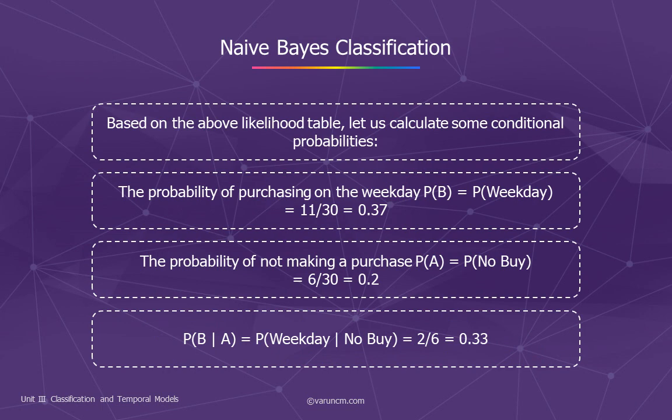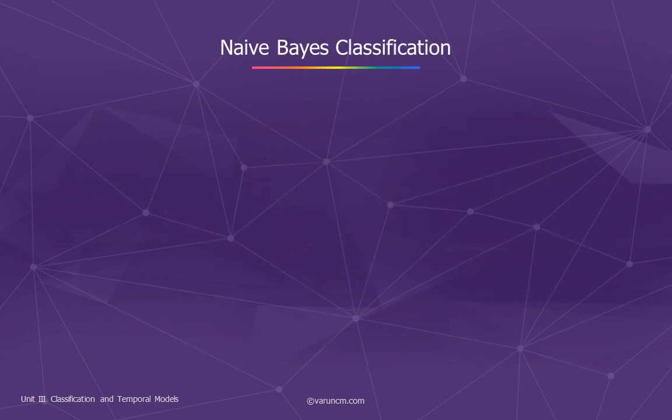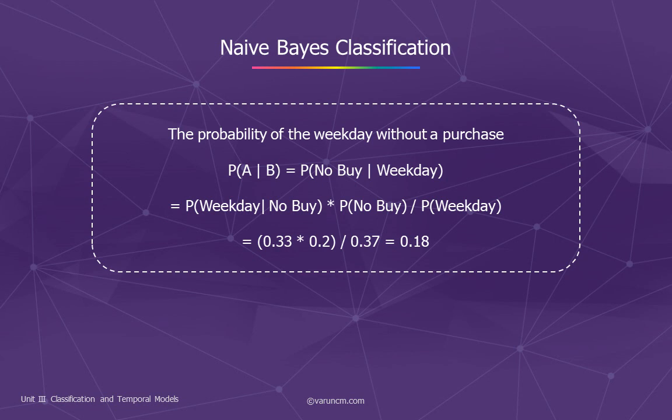So you can identify the value of P of B by A, that is weekday given no buy, which is 2 divided by 6, equal to 0.33. All these values we get from the likelihood table. Now we can find the probability of no purchase on a weekday. We do it using the Bayes formula, that is probability of weekday given no purchase into probability of no buy divided by probability of weekday, that is 0.33 into 0.2 divided by 0.37, which is equal to 0.18.